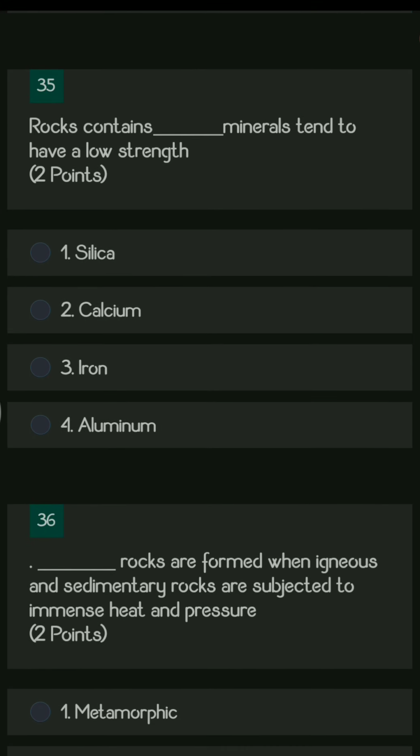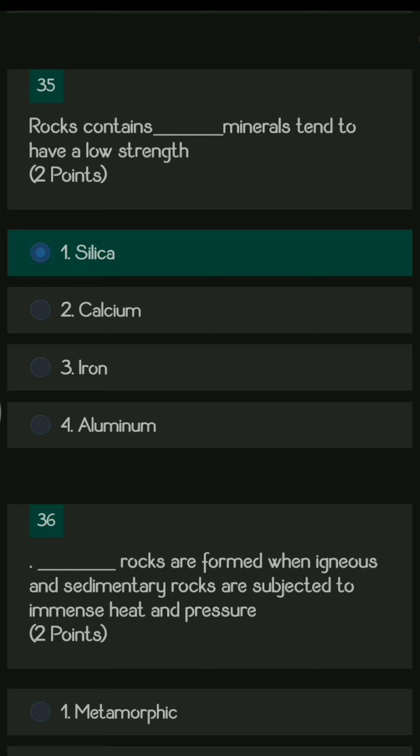Next question. Rocks contains dash minerals tend to have low strength. So the options are silica, calcium, iron and aluminium. So here silica is the material. If a rock is having more silica, then that rock is going to have less amount of strength.